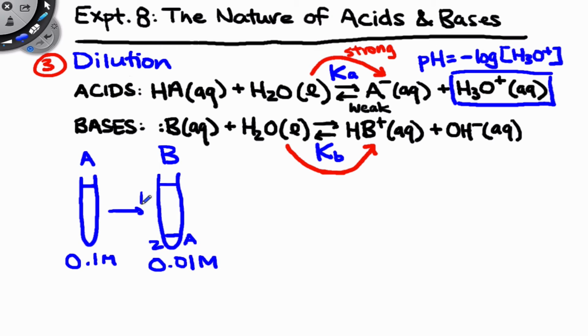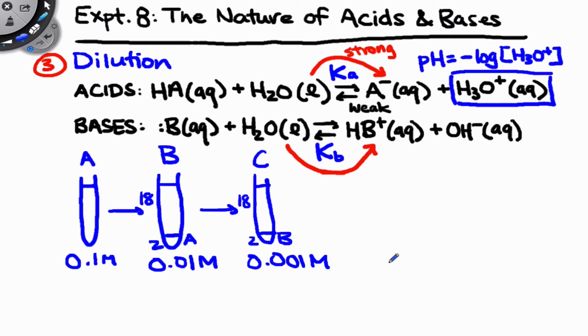That's again 2 and 18, so it's a 1 to 10 dilution, right? 2 to a total volume of 20. Then we do that again to generate another new solution, C, by taking 2 milliliters of B and adding to that 18 milliliters of water. This gets us to a concentration of 0.001 moles per liter. And I think we even do this one more time. The important point is, with each dilution, we're lowering the concentration of, for example, the acid by a factor of 10. So say we were working, for example, with 0.1 molar HCl.